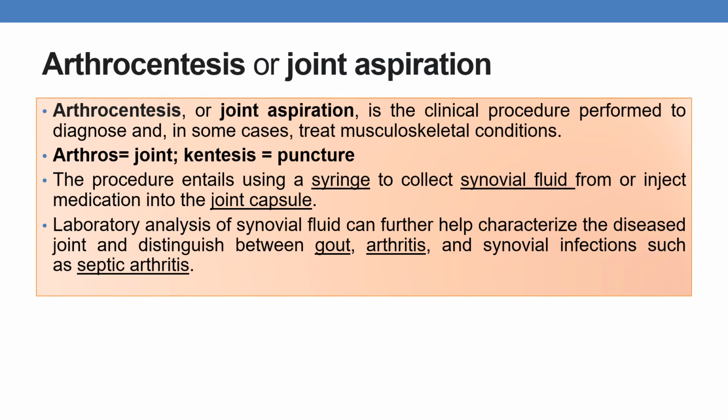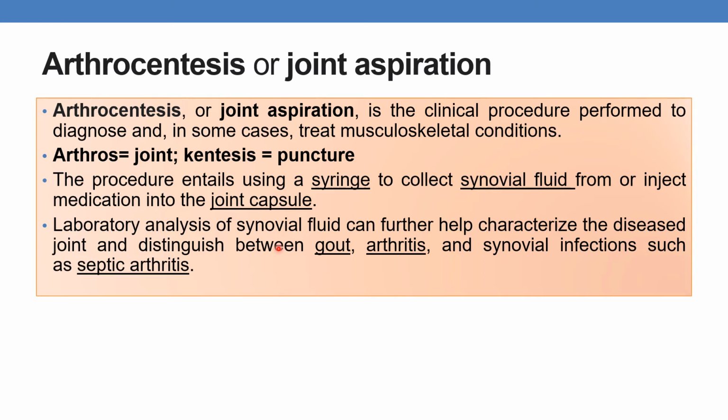Before going into further CPTs, let us discuss the definition of arthrocentesis, or joint aspiration. Arthrocentesis is a clinical procedure that is performed to diagnose and in some cases treat musculoskeletal conditions. The root word arthro means joint, whereas centesis means puncture, so arthrocentesis in simple words means puncture to joint. This procedure entails using a syringe to collect synovial fluid from, or inject medication into, the joint capsule.